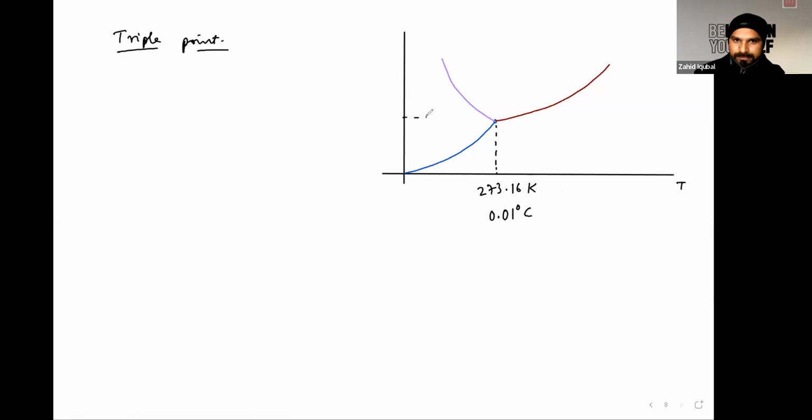And pressure for this is 4.58 mm of Hg, which is about 611.2 Pascal. At this pressure and temperature, all three states of water coexist together. It means ice, water, and vapor coexist together in this particular condition. This is called triple point. Is it clear? Yes.